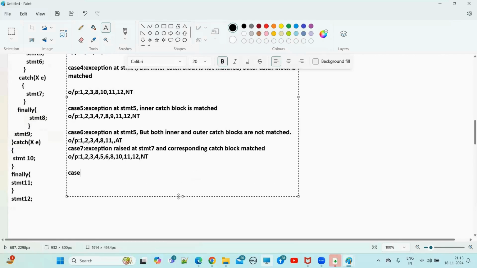Now let me write case 8 here. If exception is raised at statement 7, the corresponding catch block is not matched. Here the corresponding catch block matched, right? Now not matched. That's it.